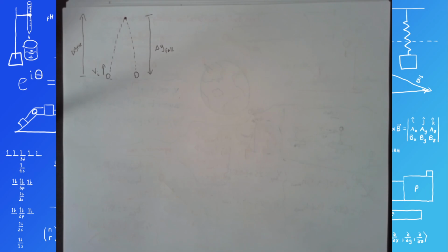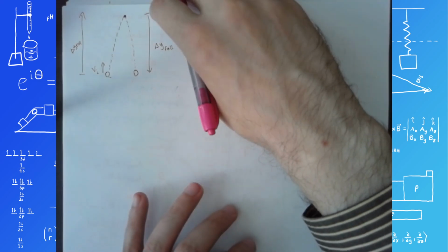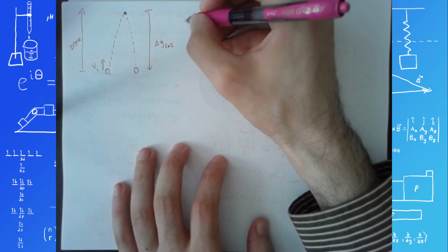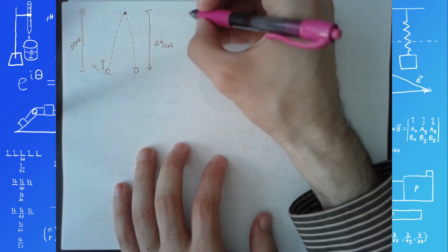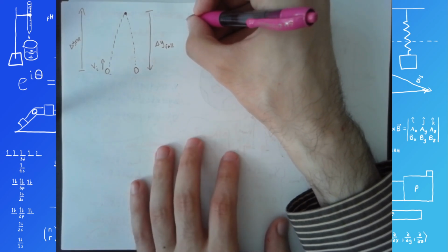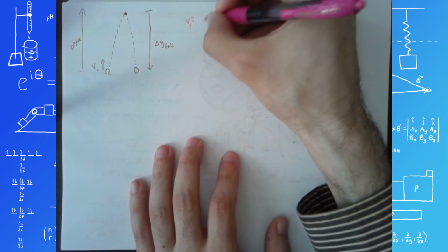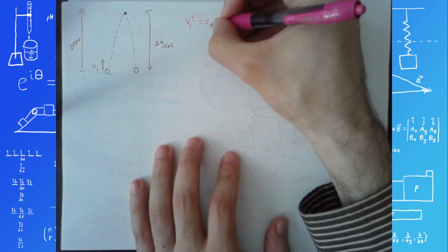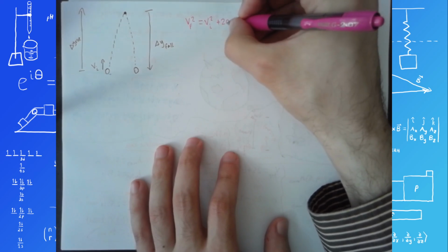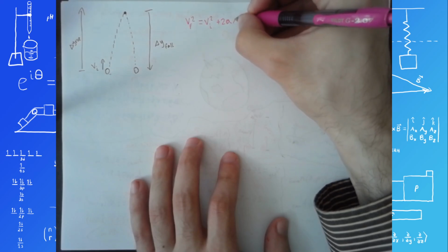Can I prove this to be true? I can prove that second one actually quite easily. The second one is very quick and easy to prove. Well, there's a quick proof and then there's a not so quick proof. So the quick proof would be to just use the third equation of kinematics. V final squared equals V initial squared plus 2 times the acceleration times the displacement.